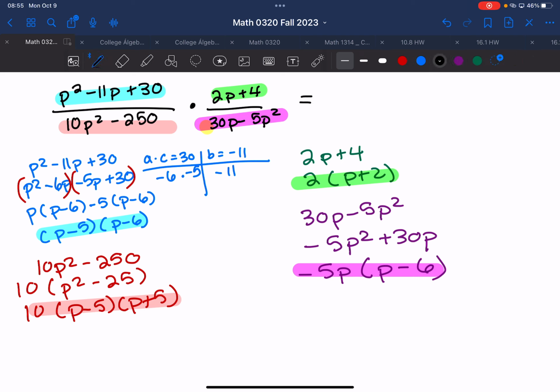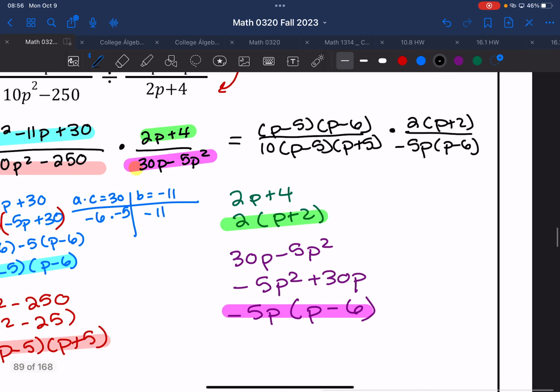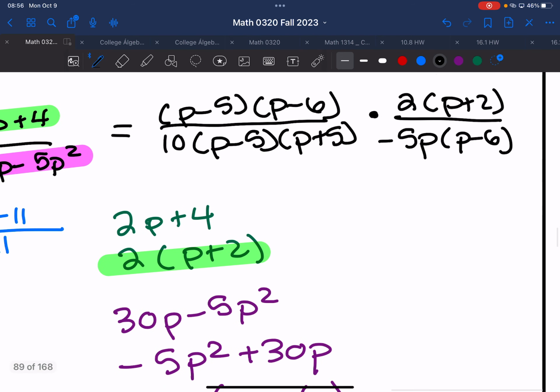So plugging that back in, I had p minus 5, p minus 6 over 10, p minus 5, p plus 5, times 2p plus 2 over negative 5p, p minus 6. Okay. Now we're just looking at this part. This is everything that we reduced, rewrote into my fraction.